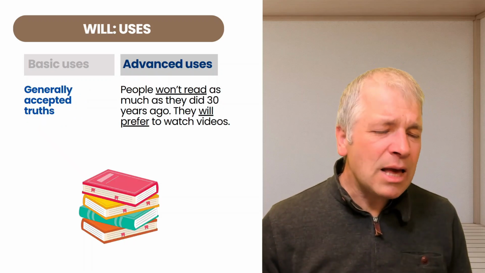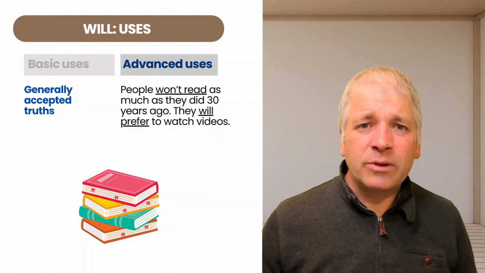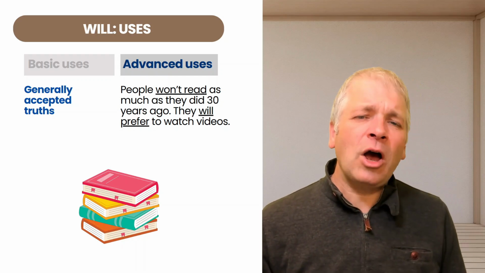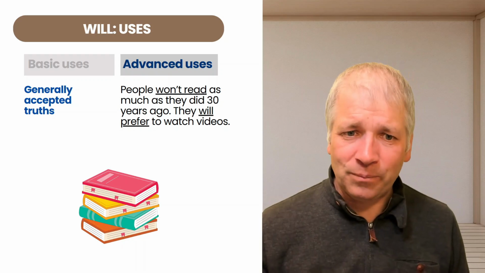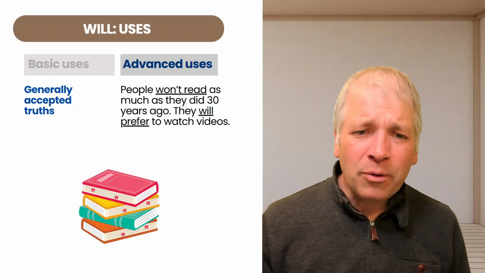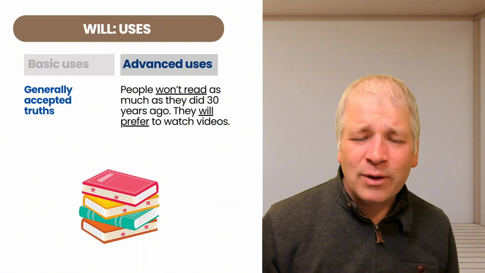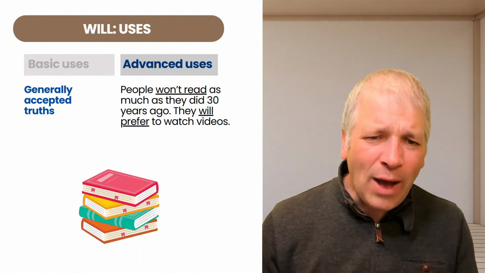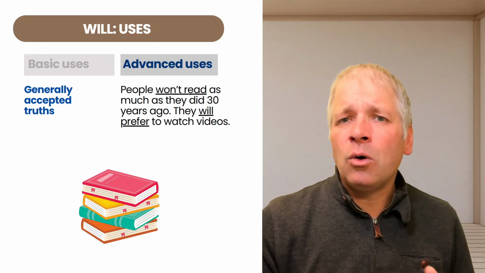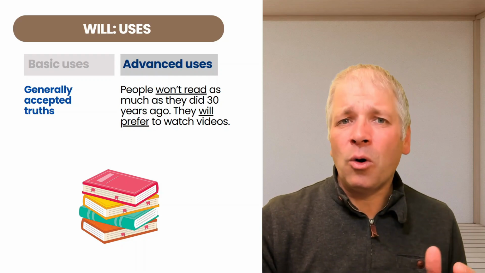With generally accepted truths, usually people use the present simple, but sometimes they'll use will or won't to, again, show that something is habitual. People won't read as much as they did 30 years ago. They will prefer to watch videos. So it's kind of a habit that people have. It's a generally accepted truth of a habit, of what people generally do again and again, or that is customary for a particular time or context.